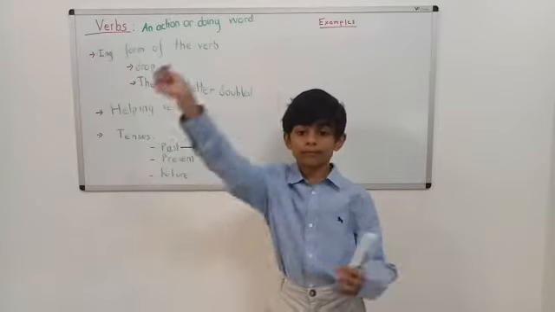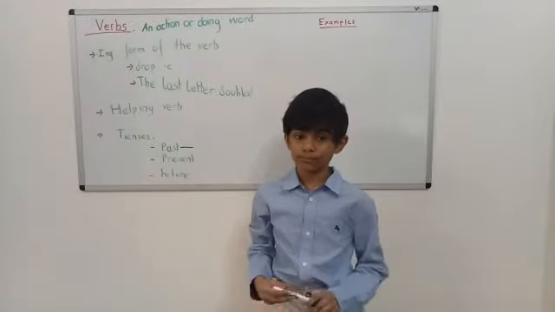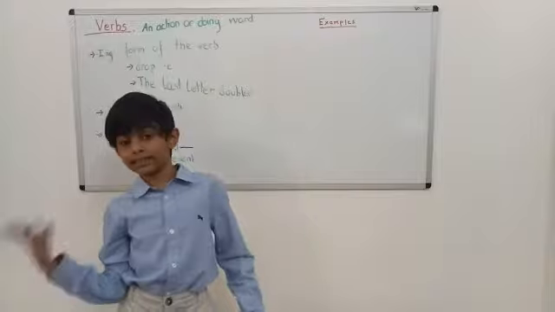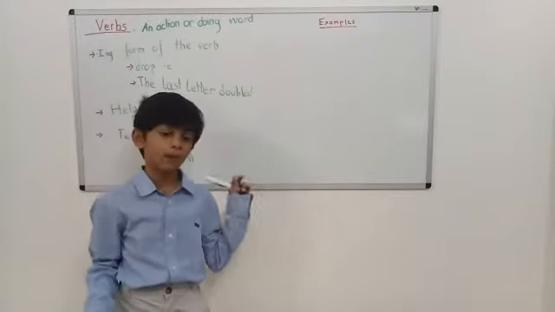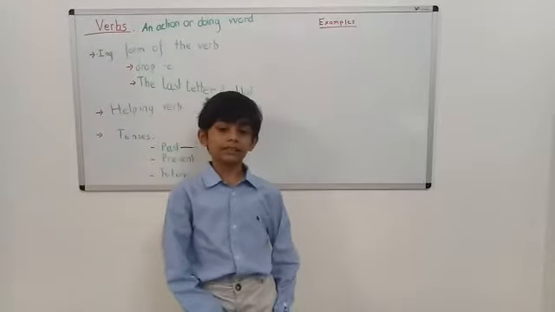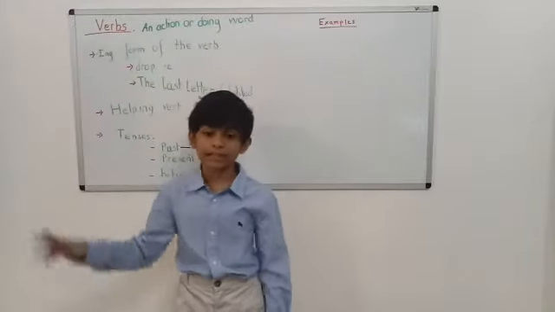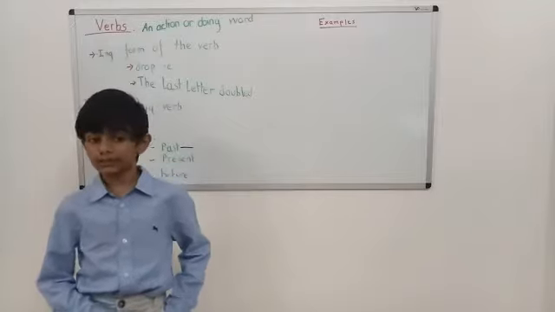We can form the past tense in different ways. One way is by adding D or ED. You add D when the word already ends in E, or ED when it doesn't end in E. Like like equals liked, show equals showed. They use the first rule.